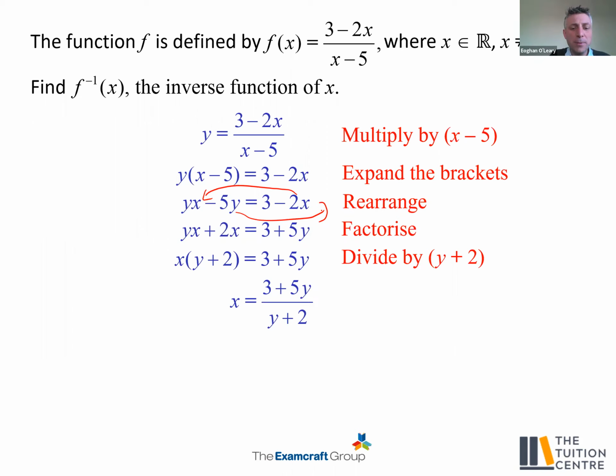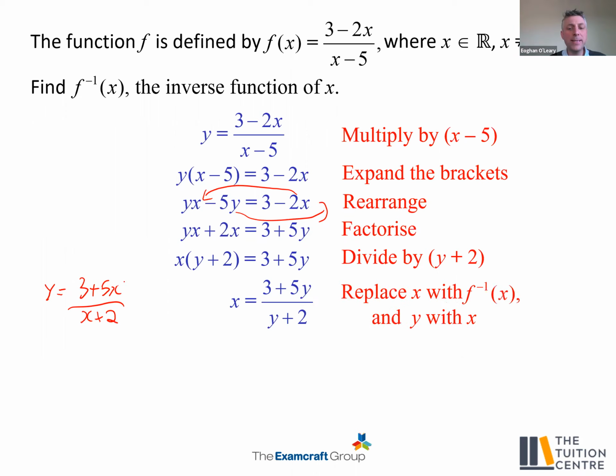Now, different people describe what happens next differently. Some people say you just switch the x with the y. So you get y is equal to (3 plus 5x) all over (x plus 2). Or you can say replace x with f inverse x and replace y with x. You'll understand a little more on why this works in a minute when we see the graph. Okay, so then you say f inverse x is equal to (3 plus 5x) all over (x plus 2). And for that little bit of work, you get 10 marks.